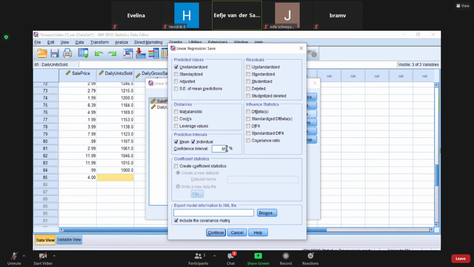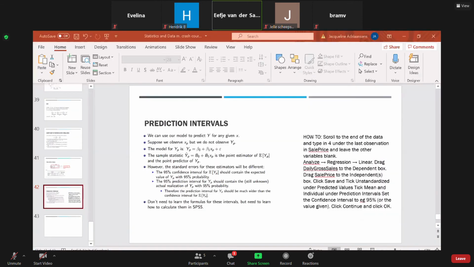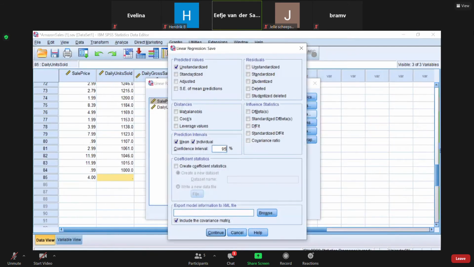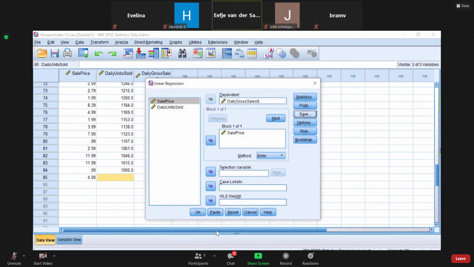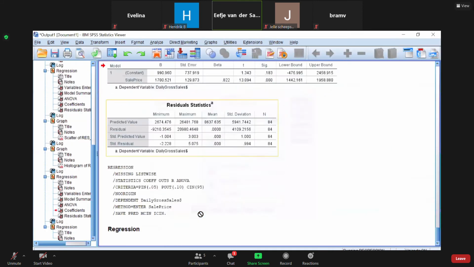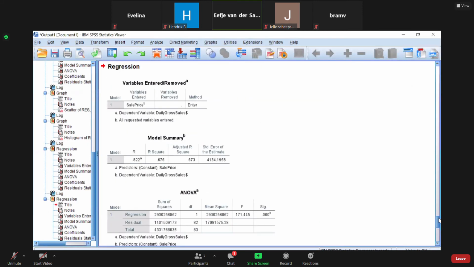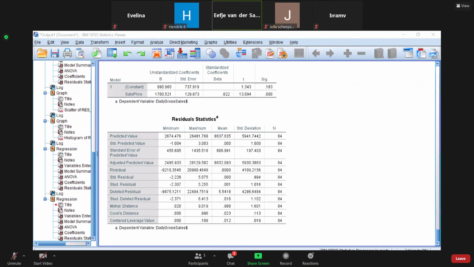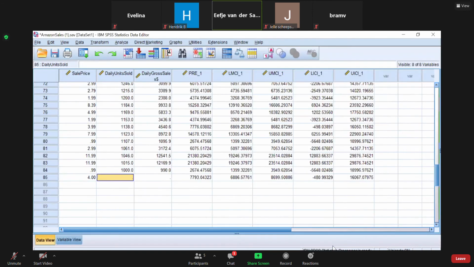And I wanted it at a confidence of 95. Okay, so that's again the default. And you click on continue. Going to have to move this again. And you click on OK. Right. So you get this output, which you don't need, because you need this output. Here you get pre-1. So that's my prediction.